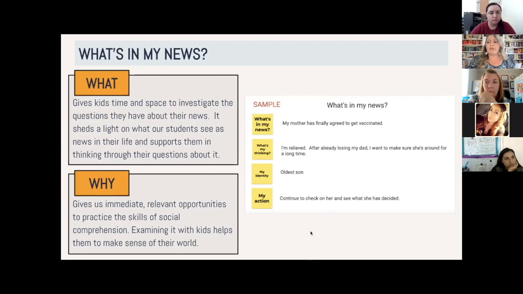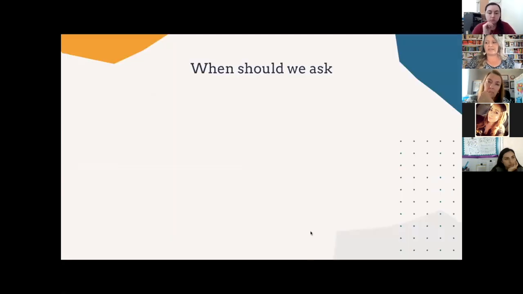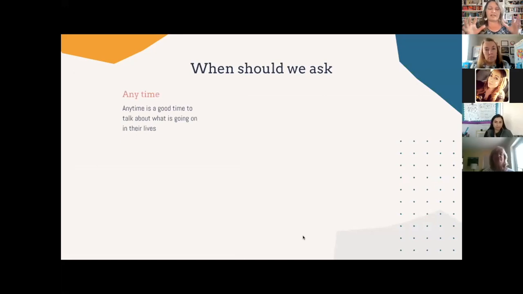It's important that when we think about what our news is, we're not just talking about media news, like things you see on the actual news, but things that are going on in their lives, both good and bad. It doesn't have to all be heavy material. Sometimes it's celebrations, but things that are going on in their life that they want to share, and also connect with their identity.